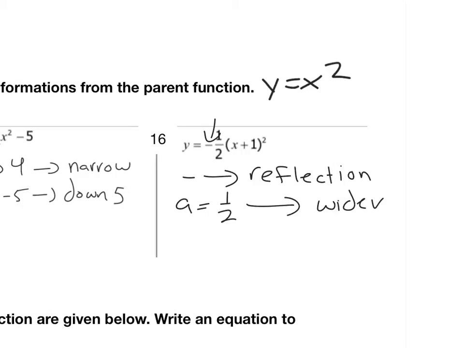Meaning if this is your parent function and we have a fraction less than 1 as our a, it's going to make it wider. Sorry about that. That's better. The parabola is going to become wider. Okay. And then we also have an h, which is -1. Remember, h is opposite, so if this is +1, that means h is -1. And that's going to cause a horizontal shift, which is going to make it go to the left 1 unit, or 1 space.